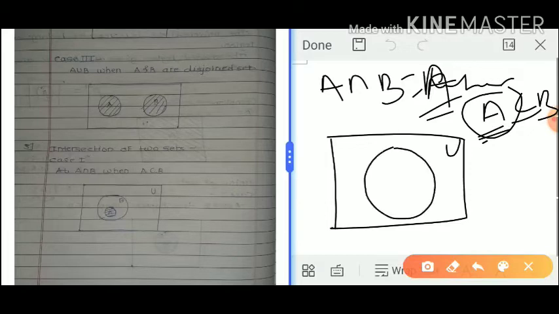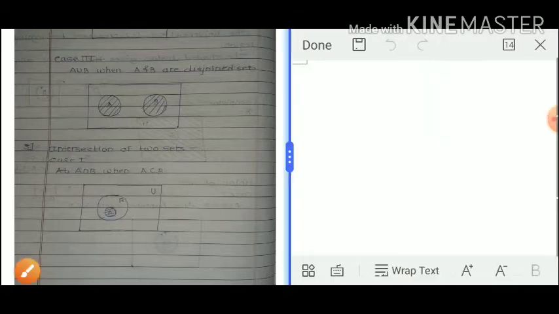This is B, and here A is a subset of B. That's why we consider the outer circle as B and the inner circle as A, because A is a subset of B. Here we consider only common elements. What is the common element? All the elements of A which also belong to B. These are the common elements, so A is the answer for the given statement. Are you getting it? If you have any doubts, you can message me personally on my number. Okay, thank you.